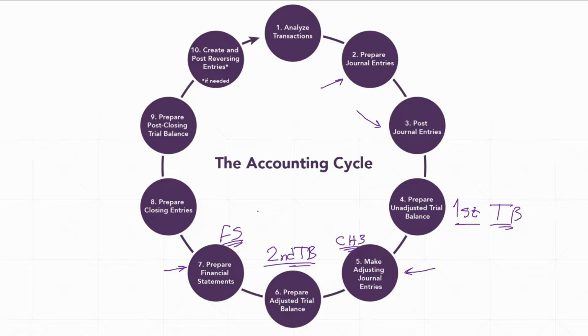In this chapter, we learned that we can use a worksheet as a tool to prepare financial statements. Then, when we are done with preparing financial statements, we can move to step 8, which is closing entries. And after that, in step 9, we prepare our third trial balance, which is called post-closing trial balance. Okay, and then if need be, we can go ahead and create and post reversing entries. And then we move on to our next accounting period and the cycle starts over.